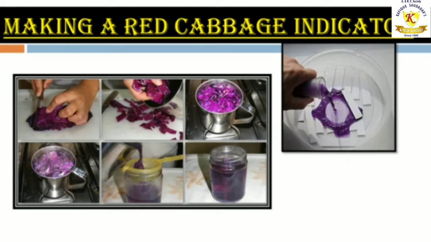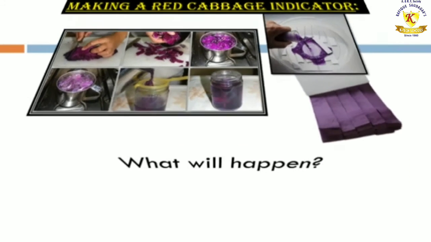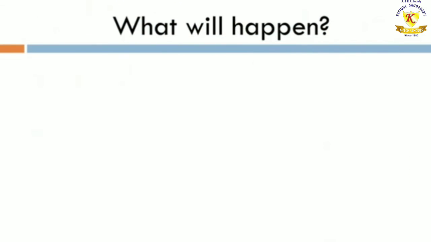So what will happen after this? We need to make strips of this dried paper. So what are we doing here? We are preparing a natural indicator. Okay, see here, you can see, children, the strips have been cut from the prepared solution of red cabbage, which is a natural indicator.